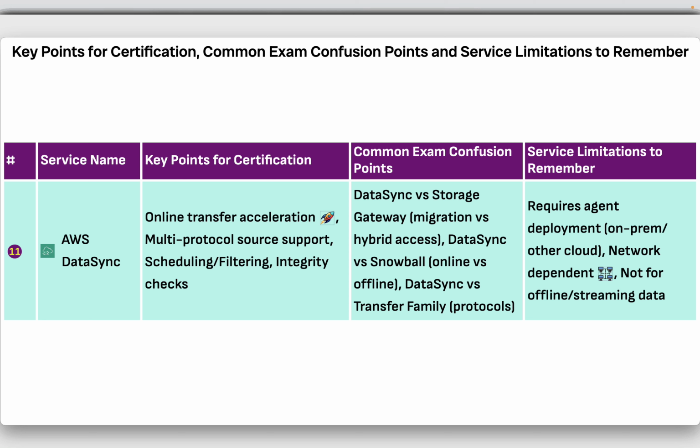Limitations, it requires agent deployment on premises or other cloud. So the agent needs to be installed either on prem or if you are migrating from another cloud. This depends on the network, the latency and throughput. And this is not for offline or not for streaming data.